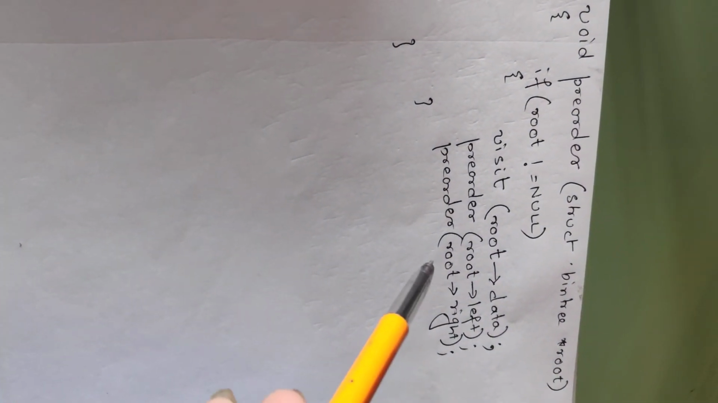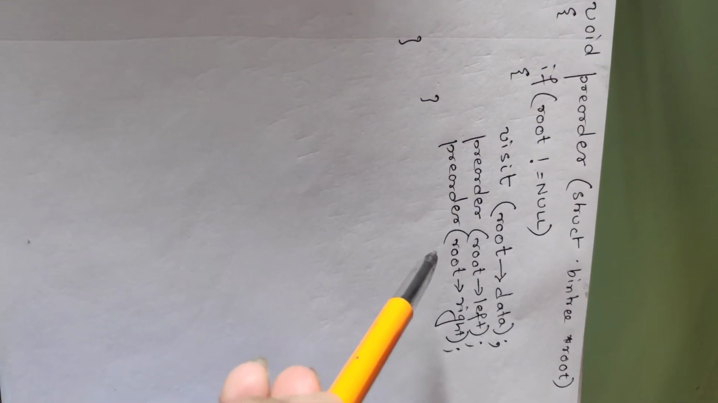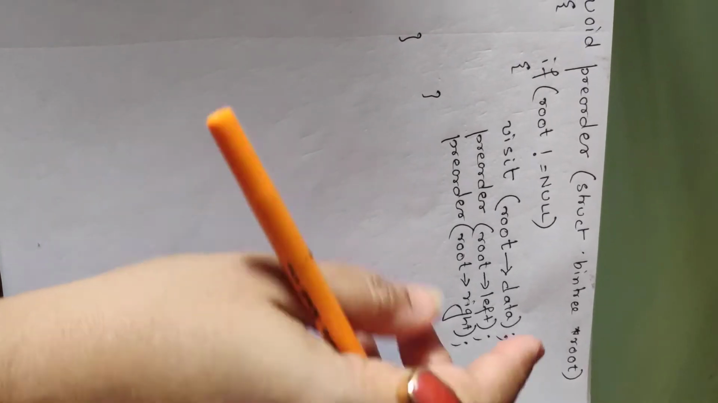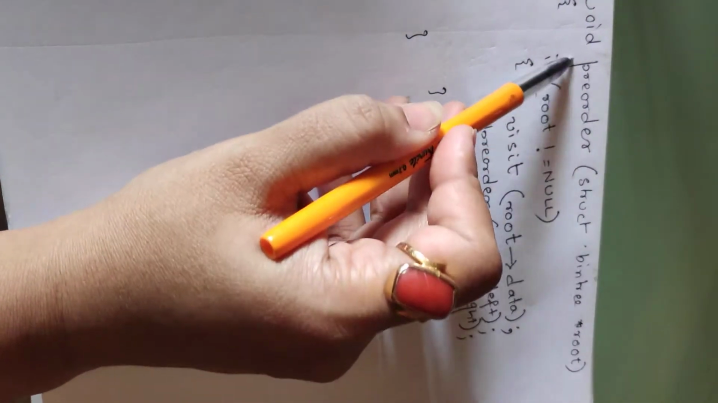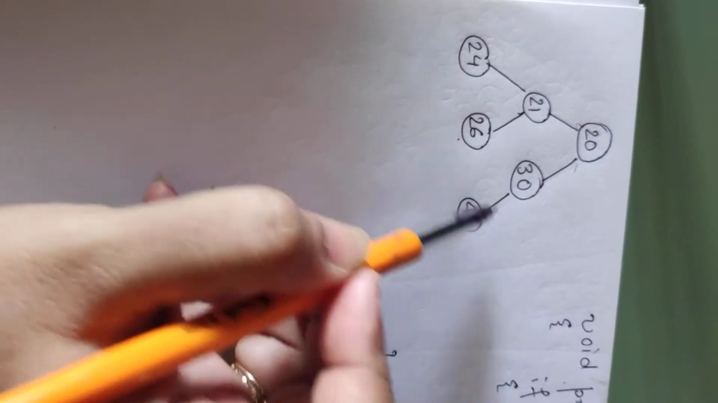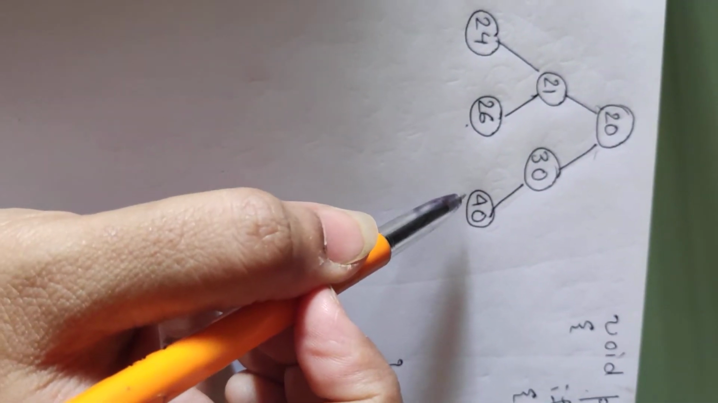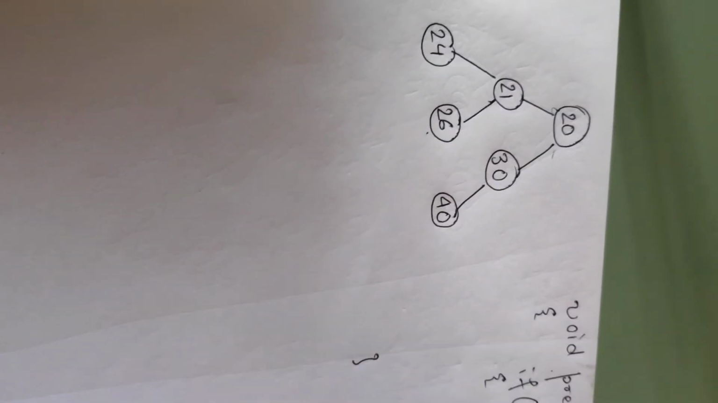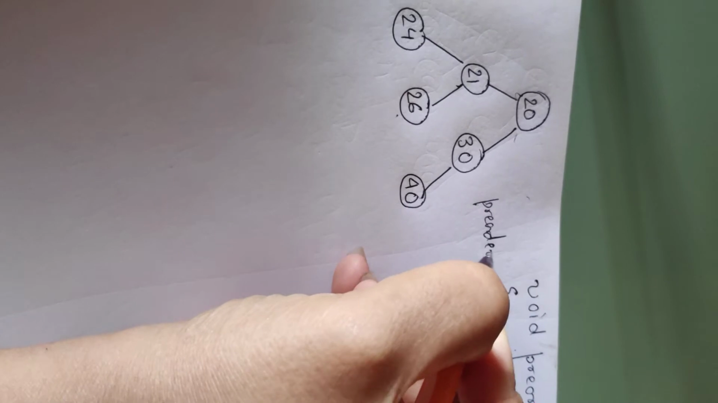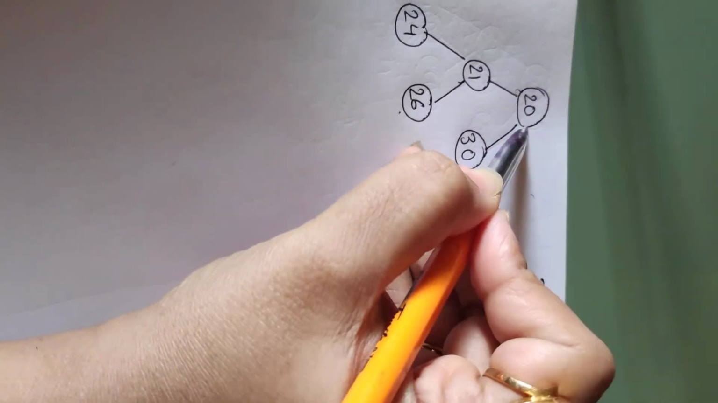Now this is the recursive method of preorder traversal, the recursive algorithm of preorder traversal. When this traversal starts, we call preorder traversal with the root of the tree. So if we consider this is the tree, then we are going to call this preorder traversal algorithm using the root. So we are going to call the preorder traversal with the node 20.